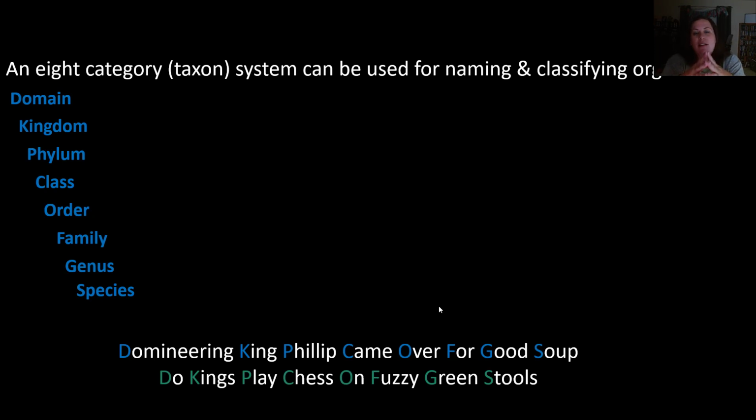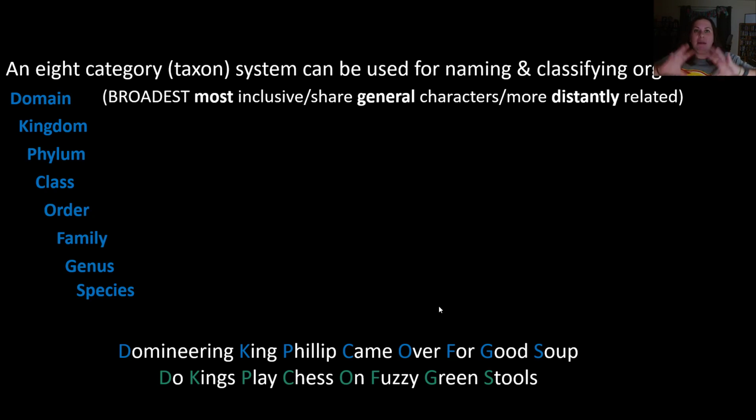Now, when we look at taxonomy, there are 8 groups. We call them 8 taxons, and they are part of this system, and they're used in this idea of naming and classifying organisms. We're going to go first from the broadest, and then come down to the most specific when we're looking at taxonomy. So domain is going to be the broadest. It's the most inclusive, and they share general characteristics, not specific ones, just general. And these are the ones where we're distantly related to other organisms that are in this group.